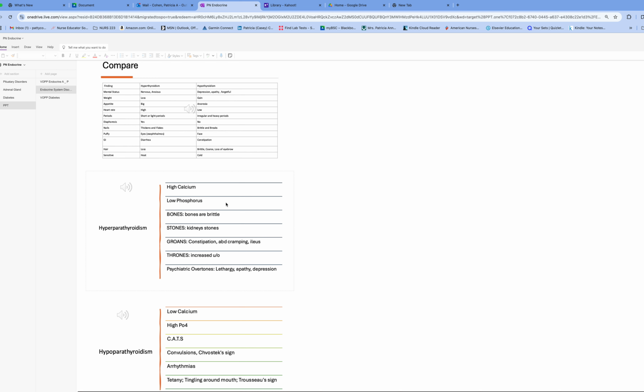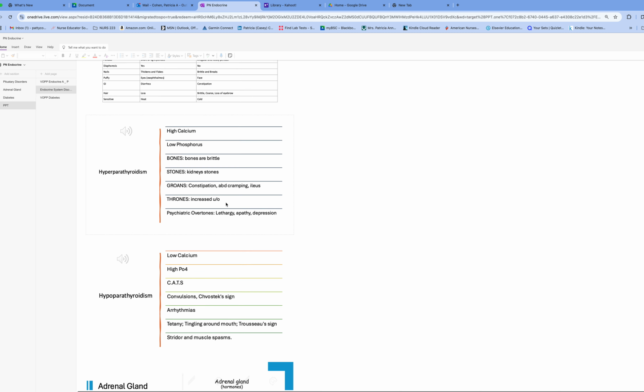Groans are due to constipation, ileus, or abdominal cramping. So remember, if you don't hear bowel sounds or the patient's not passing flatus, you're going to watch that, because if the abdomen gets distended, they might need an NG tube. Thrones means increased urinary output, but also constipation. Psychiatric overtones, they're going to be very depressed and apathetic.